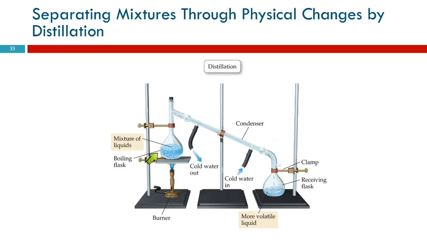So here we can have a mixture of liquids with different boiling points, and we heat them up, and the one with the lower boiling point will vaporize. It will undergo a physical change into the gas state sooner than the other. And so we can get one into the gas state. We run it through this condenser, which cools it down and causes it to become a liquid again. And in this way, we can separate the one with the higher boiling point from the one with the lower boiling point.